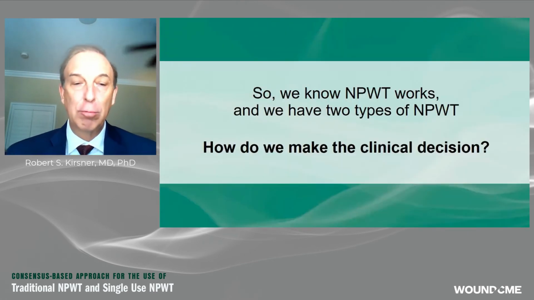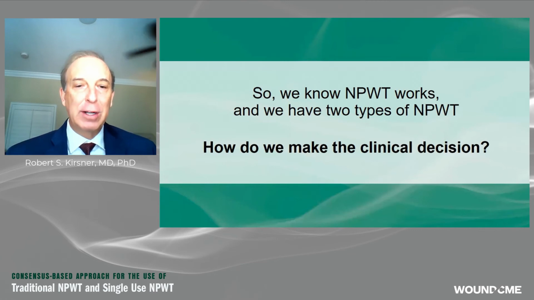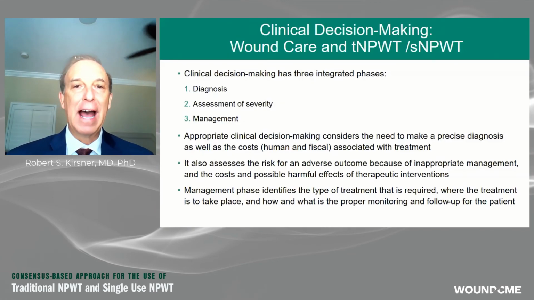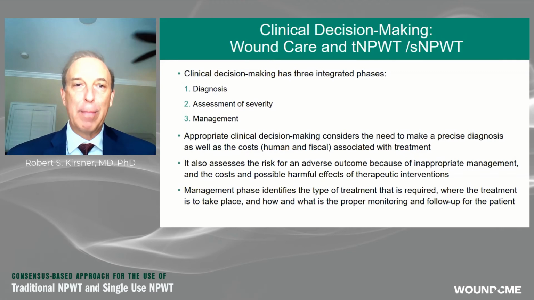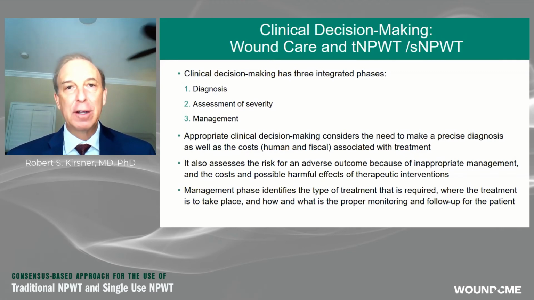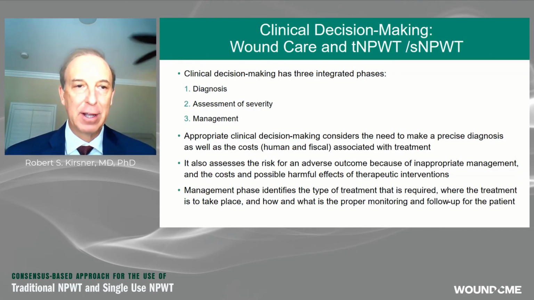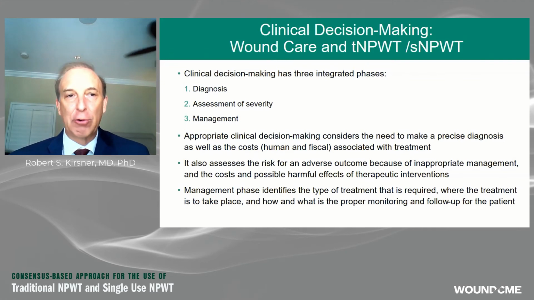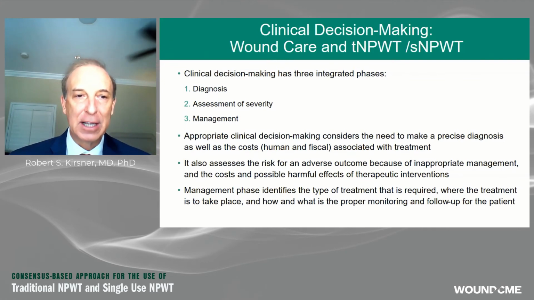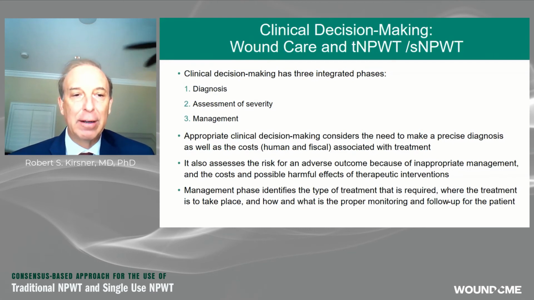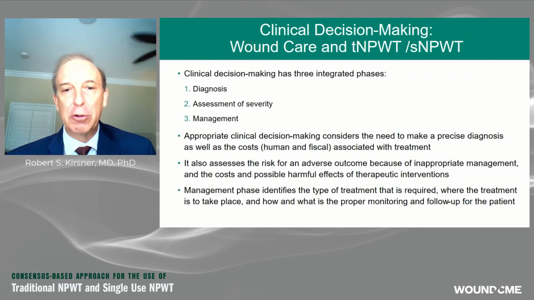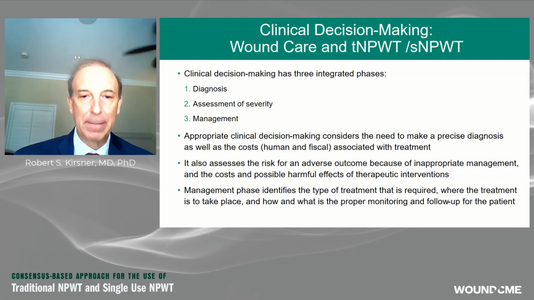Okay, so we have two types of negative pressure wound therapy, and we know how they work. How do we decide which one to use? Dr. Hurd and I have been working on an algorithm or a pathway to help clinicians make decisions about when they should use traditional versus single-use negative pressure devices. The clinical decision-making really has three integrated phases, including diagnosis, assessment and severity, and management. Certainly, the clinical decision-making needs a precise diagnosis and then needs to factor in various costs, in terms of human and fiscal costs, associated with treatment.